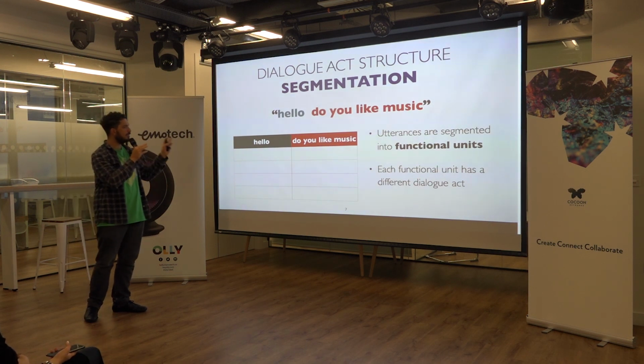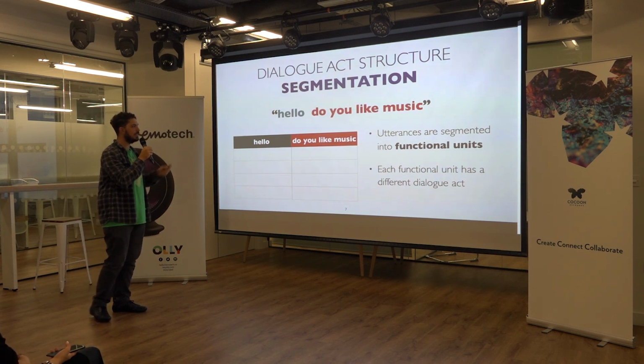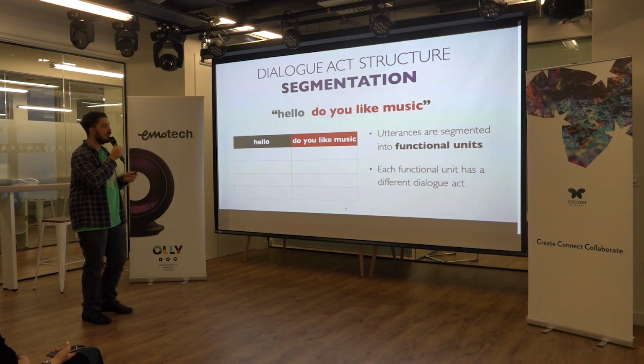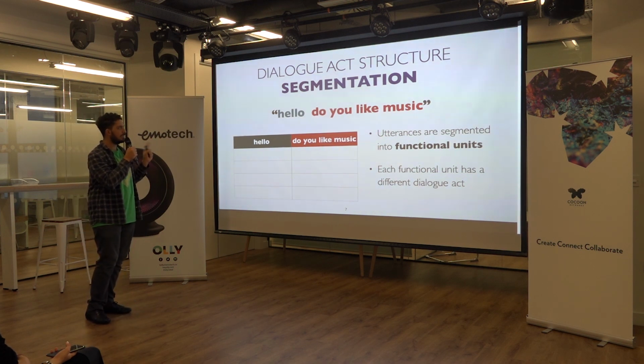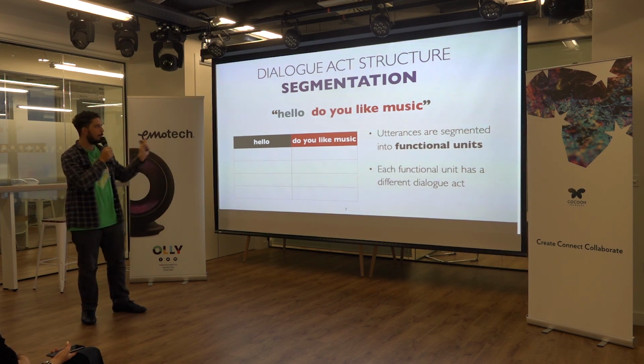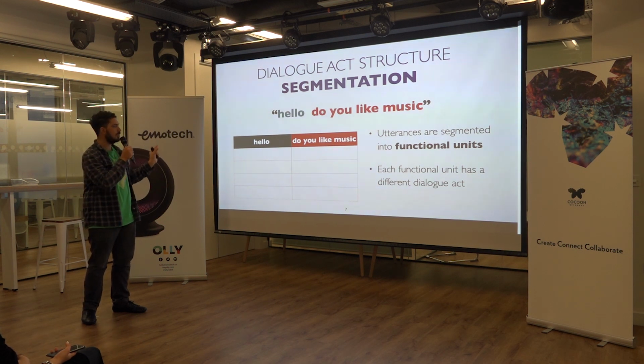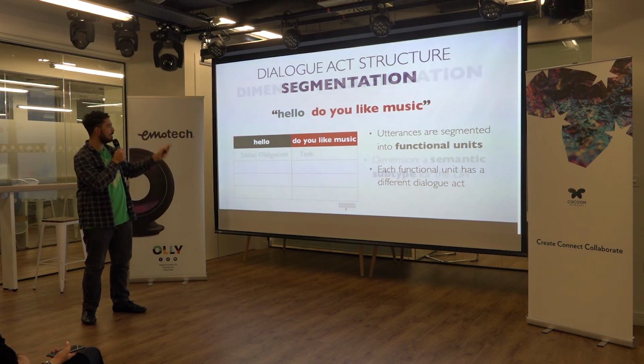To answer this, let's first look at the structure of a dialogue act. So the input here is a sentence. In this case, the user says, hello, do you like music? The first level of a dialogue act is called functional unit. This is the minimal part of a sentence with some kind of communicative message. In this case, the user is giving two messages. Hello, and do you like music? So this is the first step.